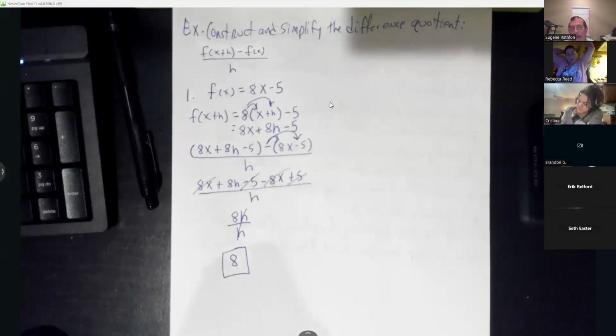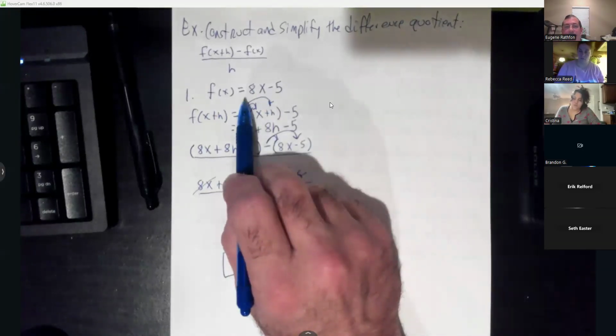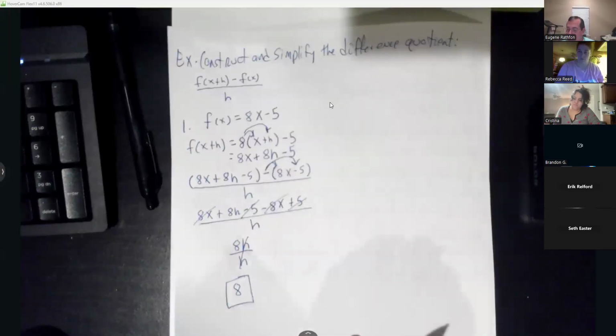Okay, so you're going to see these patterns on these, okay? Y'all have any questions on that one? And really, y'all, that's a straight line. 8x minus 5 is a straight line. Okay? All righty, so let's go to another one then.